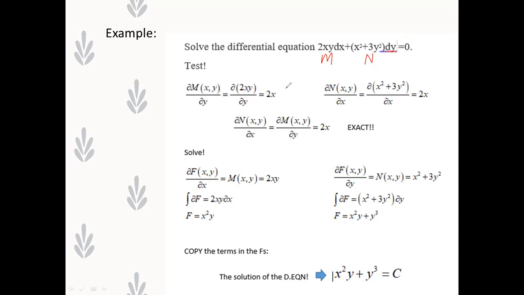Since these two partial derivatives, of m with respect to y and n with respect to x, are equal, we say that your differential equation is exact. Now, when it is exact, this is the time for us to use method 1, the one that I just mentioned a while ago. So what is that particular method? It will require you to integrate m with respect to x. But the process of integration is partial integration. So meaning if your m contains a y, it is considered a constant.